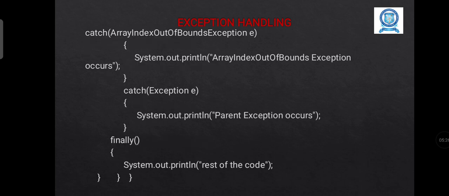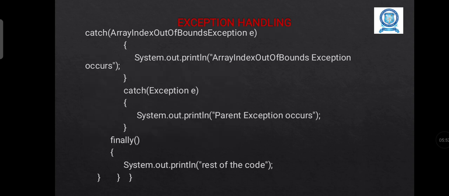Similarly, we have another catch block to handle array index out of bound exception. In our code, this error might also occur, so this catch block could be executed. We will get the notification statement, array index out of bound exception. Also, we have another catch block, a user defined catch block, where we print parent exception occurs.